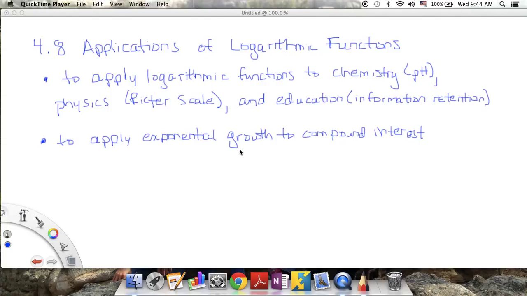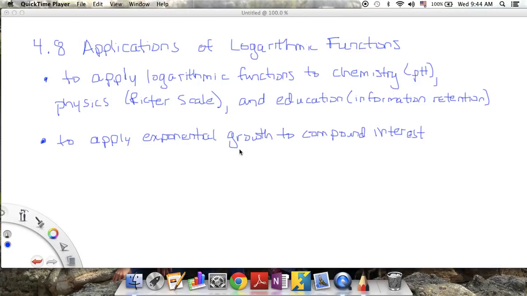Today we're going to talk about section 4.8, which is applications of logarithmic functions. We're only going to hit a few, but logarithmic functions are very useful in lots of sciences and engineering and research and all kinds of different things. The ones we're going to look at are in chemistry, we're going to look at pH. In physics, we're going to look at the Richter scale for earthquakes. And for education, we're going to look at information retention.